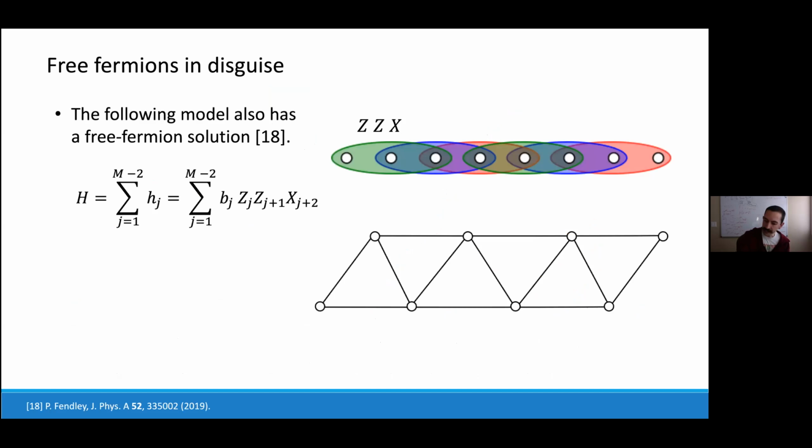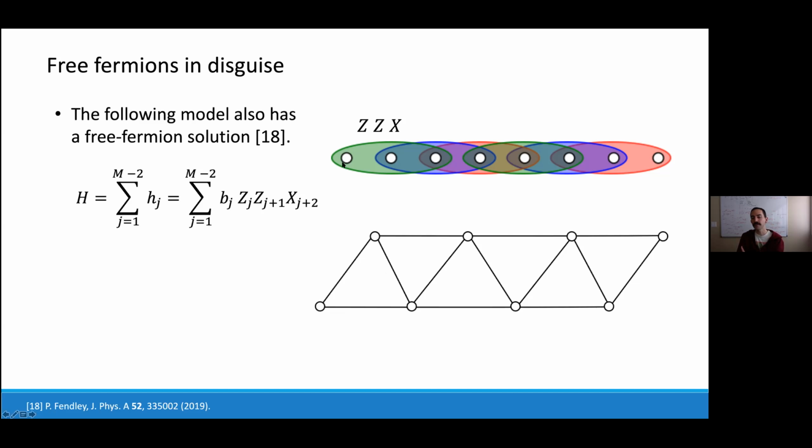Okay, there's one last thing that I want to talk about in the last 5 minutes before I leave it to questions. So Paul Fendley came up with a really interesting solution to something that he called free fermions in disguise. He looked at a Hamiltonian that was translation invariant in 1D with open boundary conditions. He also looked at the periodic case, but let's focus on open boundary conditions. But the terms looked like this: Z, Z, X going down the chain. Okay, so these are 3-body terms and it's translation invariant on a chain.